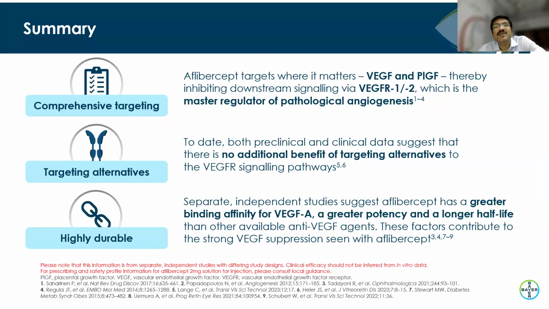So to summarize, aflibercept targets where it matters, VEGF and placental growth factor, thereby inhibiting downstream signaling via VEGF receptor 1 and 2, which is the master regulator of pathological angiogenesis. To date, both preclinical and clinical data suggest that there is no additional benefit of targeting alternatives to VEGF receptor signaling pathways. Separate independent studies suggest that aflibercept has a greater binding affinity for VEGF-A, a greater potency, and a longer half-life than the other available anti-VEGF agents. These factors contribute to the strong VEGF suppression we generally see with aflibercept.